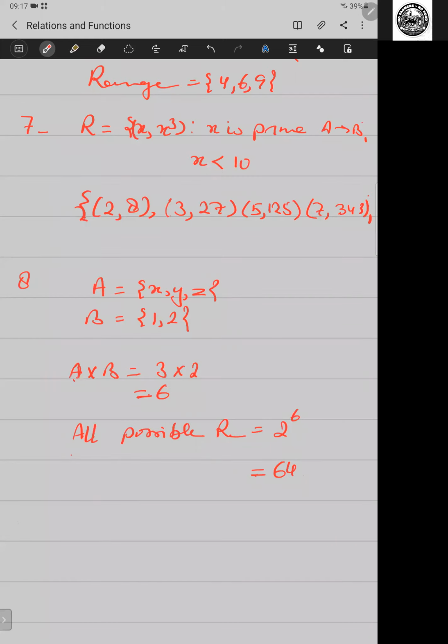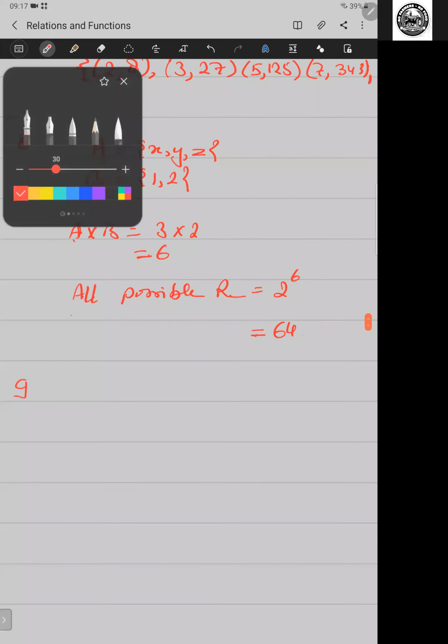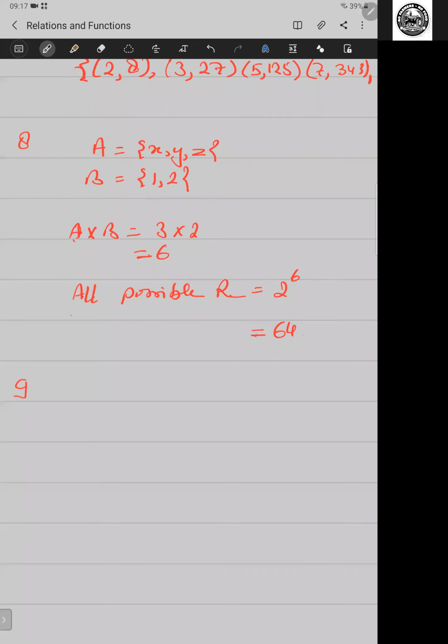Now let me solve 9th also. Let R be the relation on Z defined by R is equals to {(a, b): a, b belongs to Z, a minus b is an integer}. Z is the symbol for the integer. Find the domain and range.